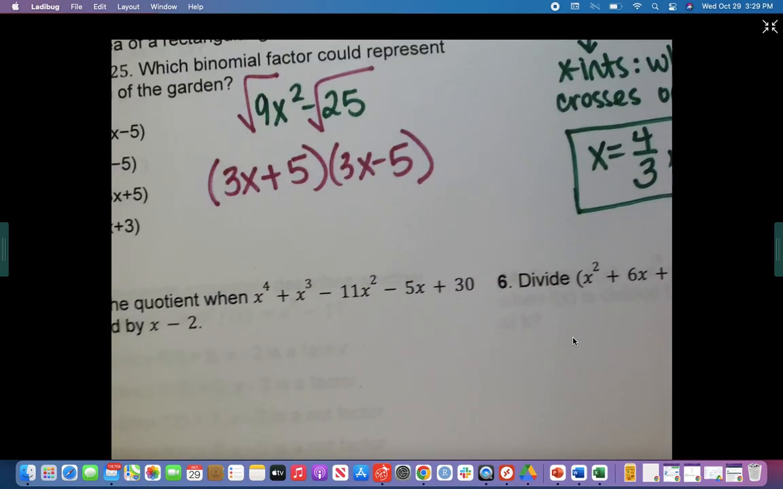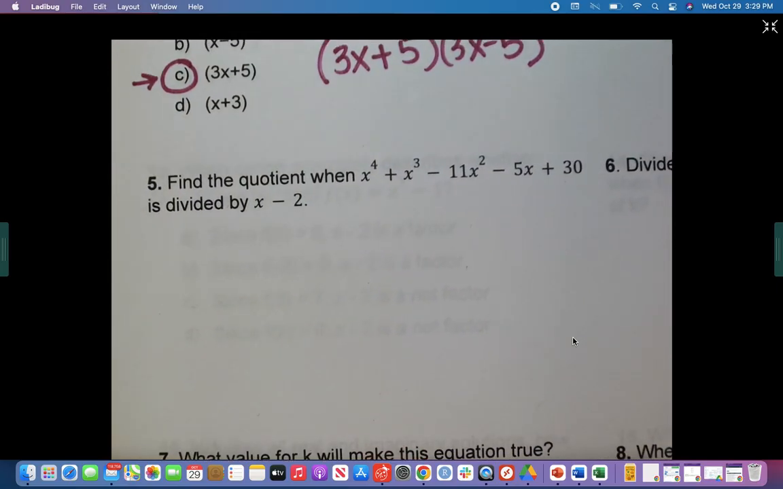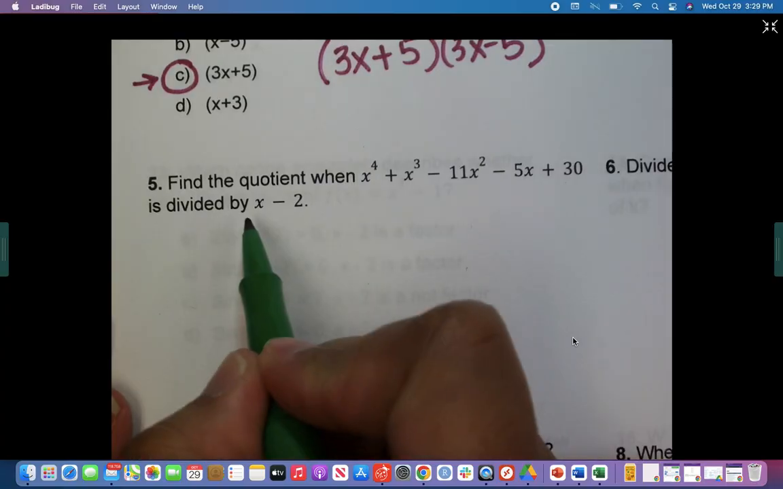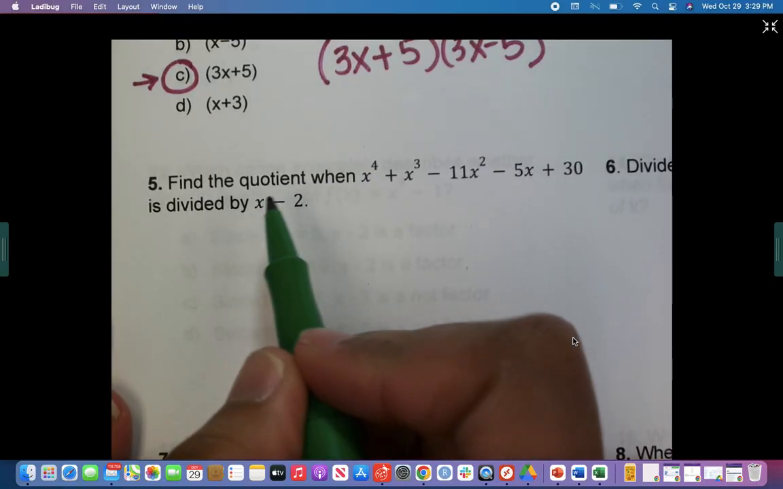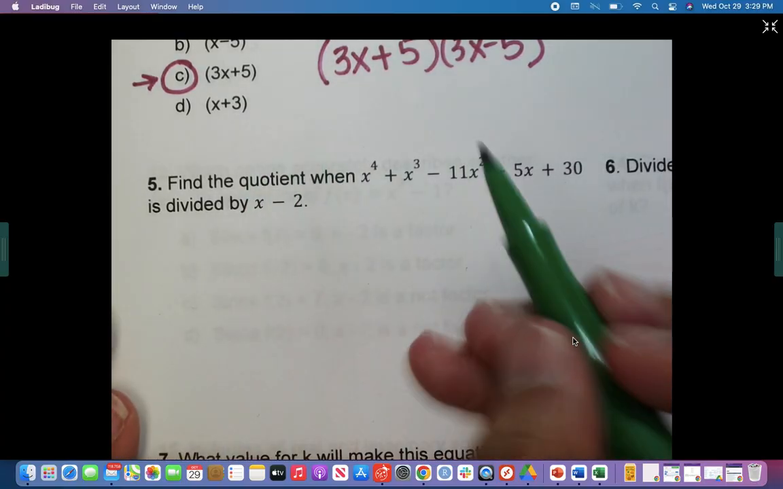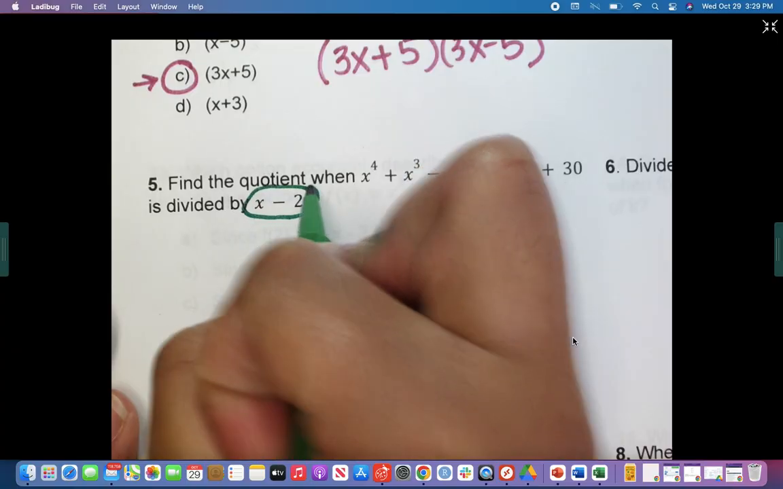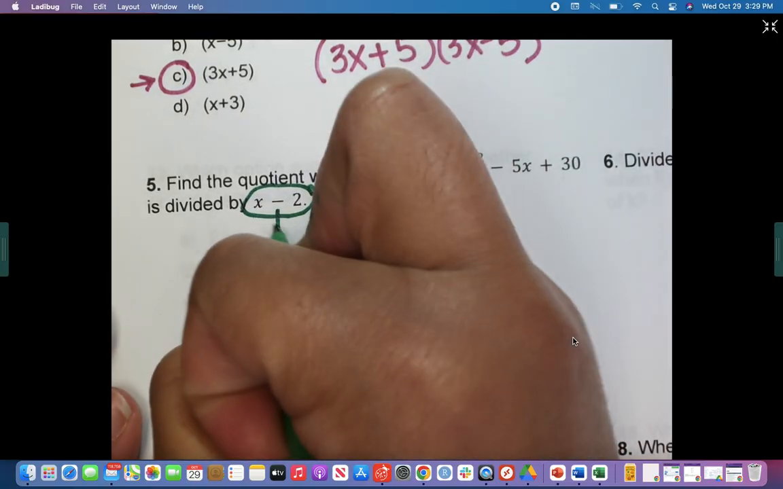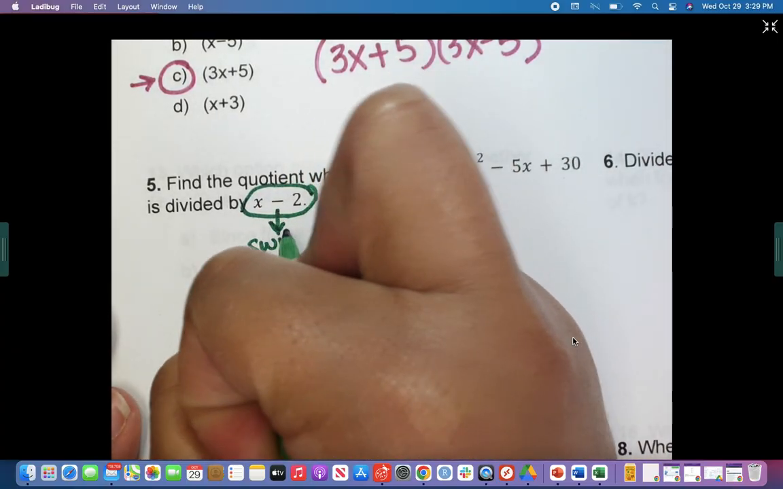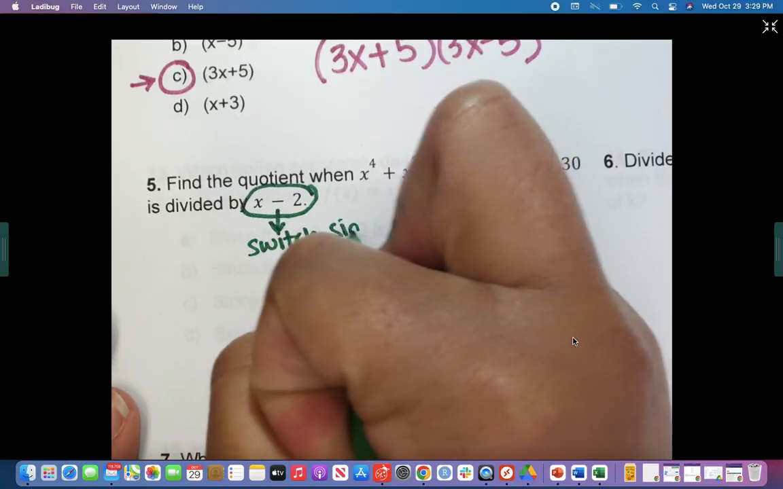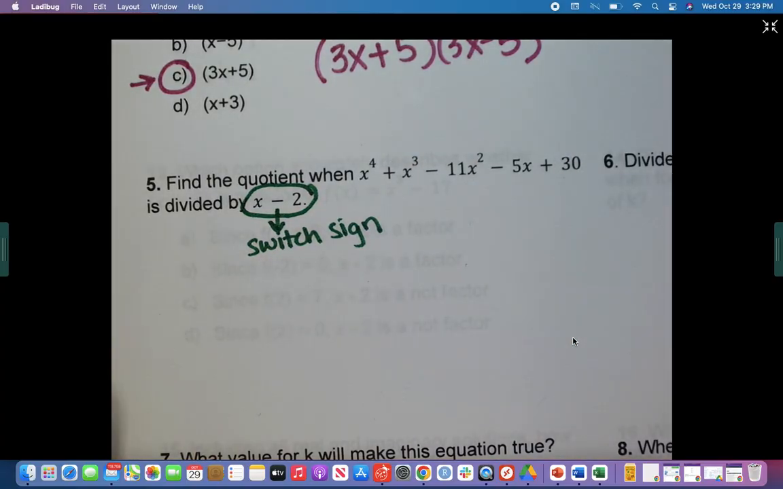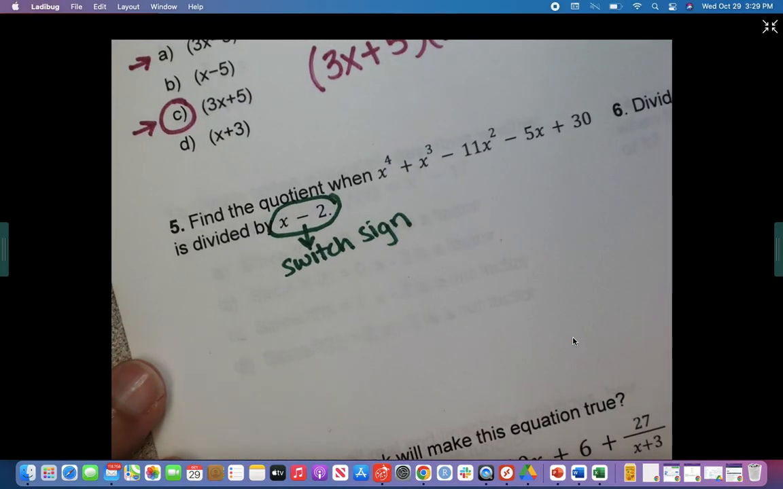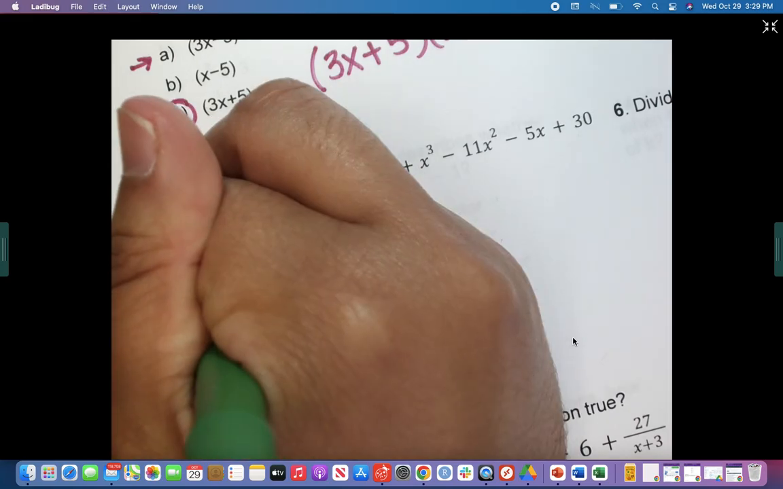All right, number 5. Find the quotient when that is divided by x minus 2. So our divisor is linear, so we can do synthetic division. Remember, whatever we are dividing by, we are going to switch the sign. So it's x minus 2, so we're going to use positive 2 for synthetic division.